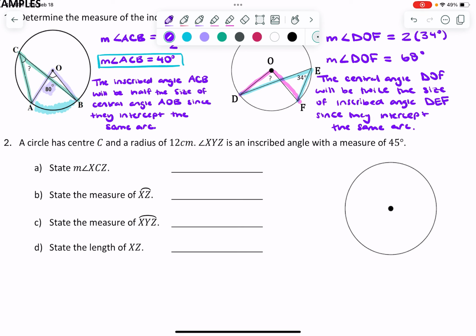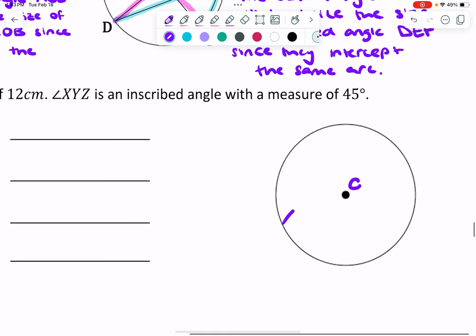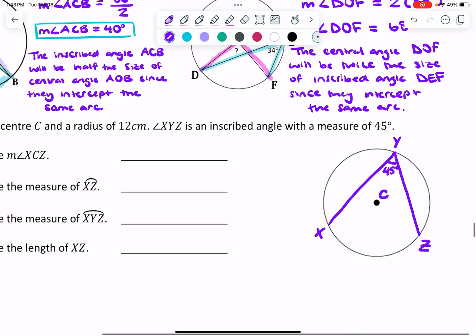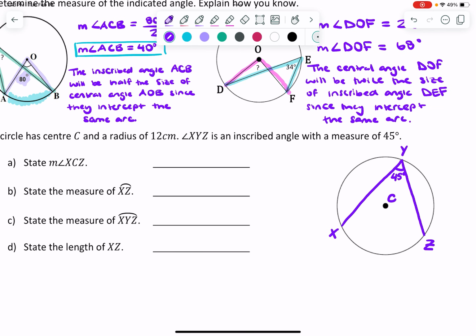Okay. Next example. So in this example, we have a circle that has center C. So I'm going to go ahead and label that C. And it has a radius of 12 centimeters. Now, angle XYZ is an inscribed angle with a measure of 45 degrees. So I'm going to draw an inscribed angle. And remember, an inscribed angle is formed by 2 chords, X, Y, Z, and I know it's 45 degrees. So that's the information given to me in the question, which I've now drawn on my circle to the right.